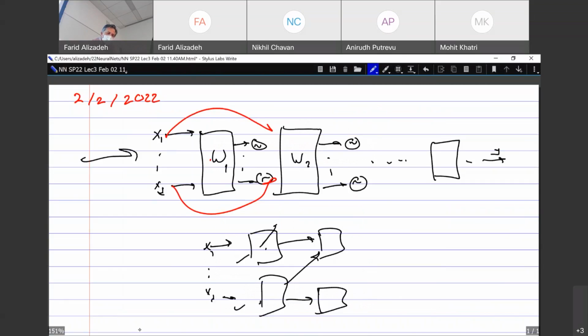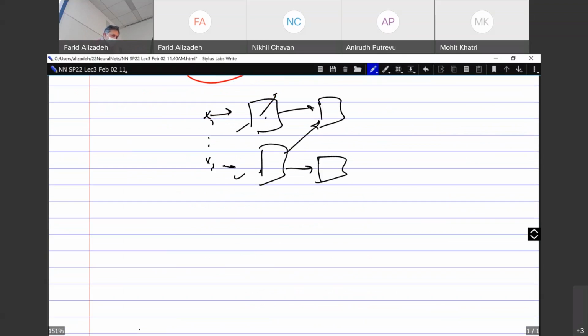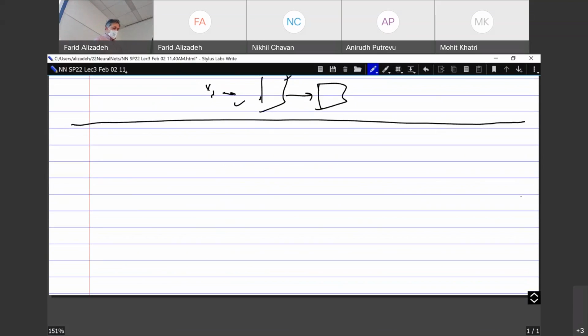Okay, so let's now talk about, I'm going to give you a quick overview of the optimization process, and then maybe next week or the week after we go into a little more detail on what kind of optimization algorithms are required.